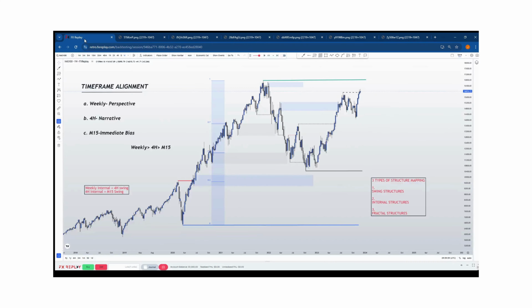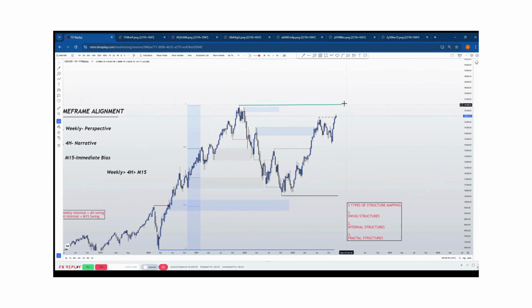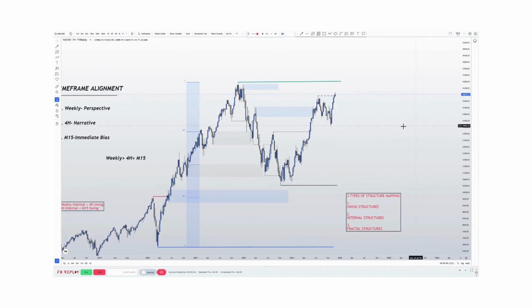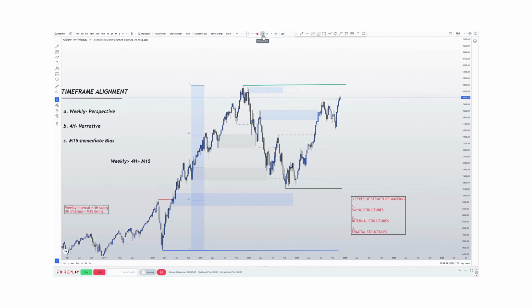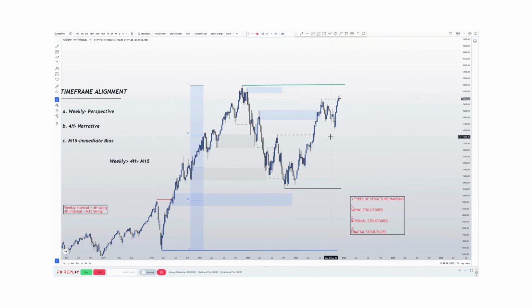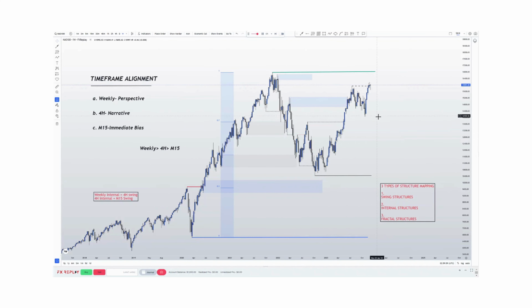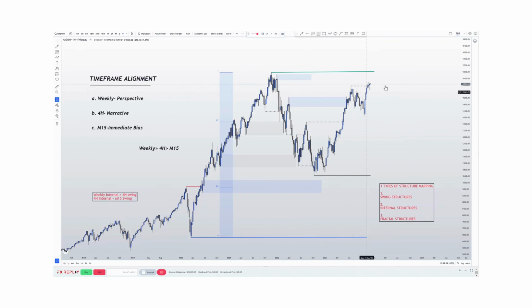So with that, we already know that at one point this is the target. This is the point where we are going, or where price is likely to head. It may do whatever it wants inside here, but once you understand those time frame alignments, you already have a clear perspective of where price is likely to head.